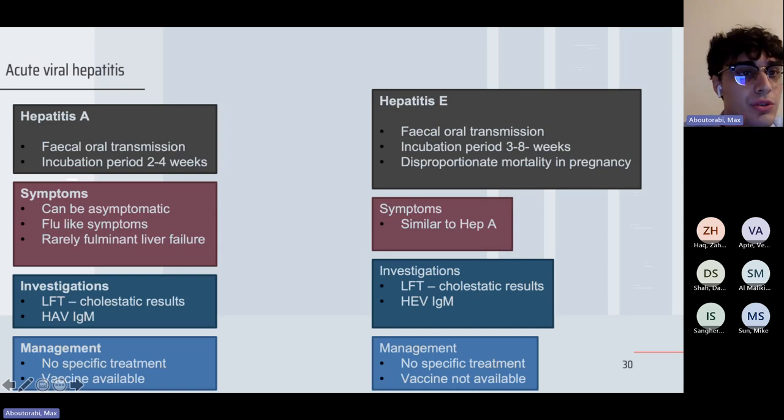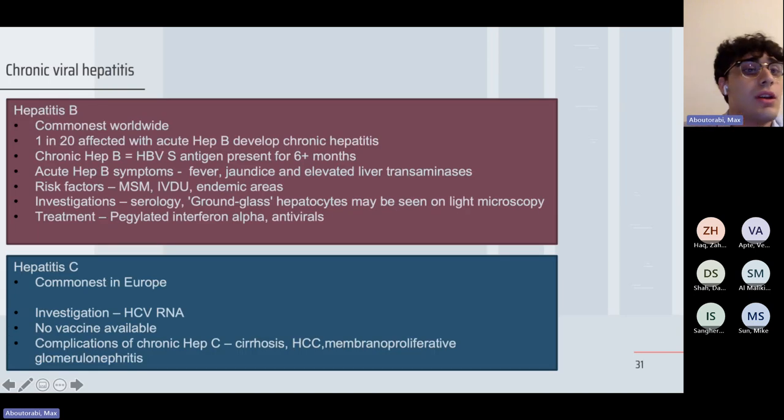And then you've got your chronic hepatitises. So hepatitis B is the most common one in the world. Around 1 in 20 people affected with acute Hep B can go on to develop chronic hepatitis, and this is basically when you've had the condition for more than 6 months. Again, the presentation will be very similar to a lot of liver conditions in terms of fever, jaundice, and elevated transaminases, so AST, ALT. Some risk factors are men who have sex with men, IV drug use, and endemic areas.